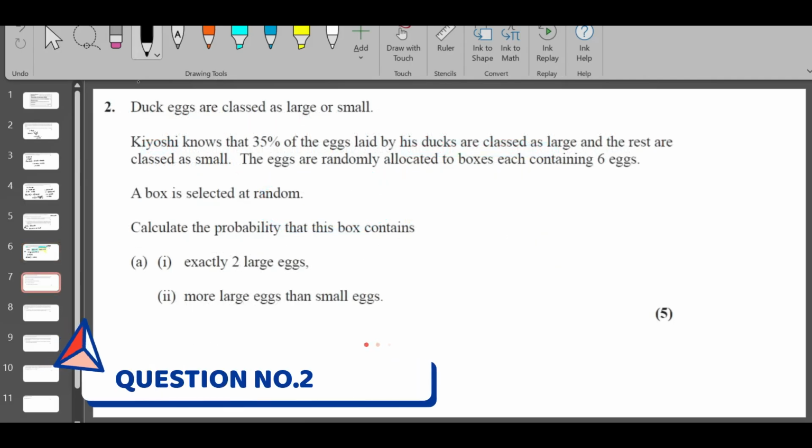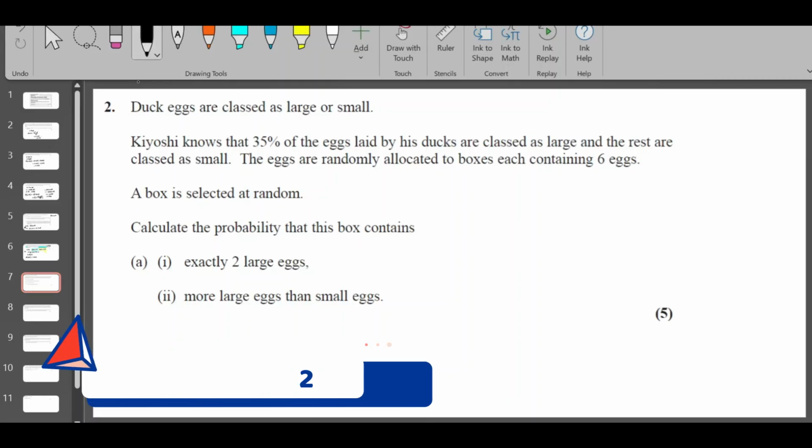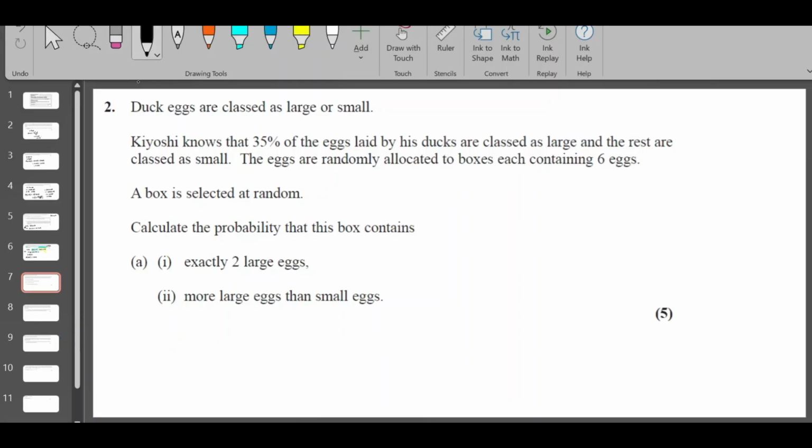Question number 2. Duck eggs are classed as large or small. Kiyoshi knows that 35% of the eggs laid by his ducks are classed as large and the rest of them are small. The eggs are randomly allocated to boxes each containing 6 eggs. So n is equal to 6, the probability of large is 0.35.